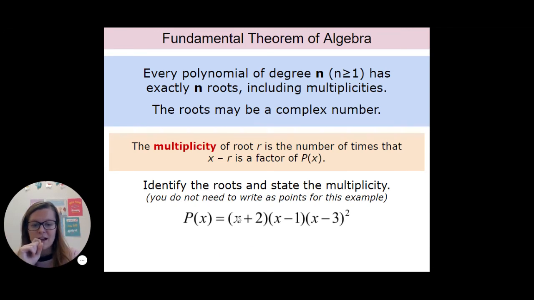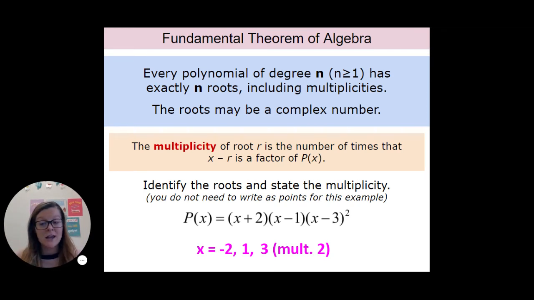Looking at this, x plus 2, set that equal to 0. One of my roots is that x is equal to negative 2. This one, x minus 1, set that equal to 0. x is equal to 1. This guy occurs twice because it is x minus 3 squared. So I'm going to say that is a root 3, and then in parentheses, I just have multiplicity 2. If you were writing it as a point, you would put in parentheses 3 comma 0, and then beside it, you would just put MULT 2. So that's how you would write that.